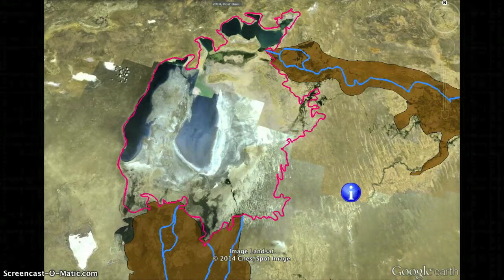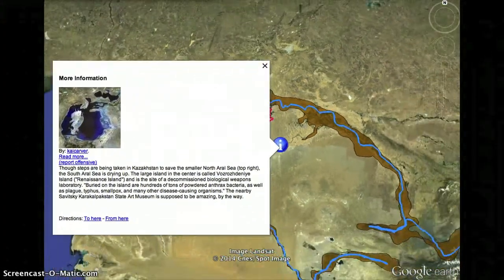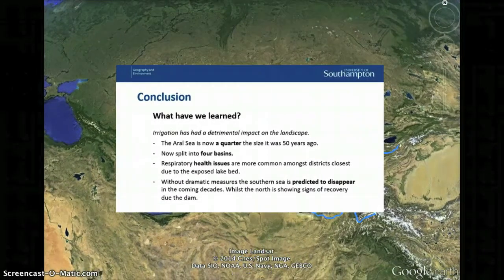More in-depth information can be found on the eye icon that is flashing up on the screen as we speak. To conclude, the sea is now a quarter of the size it was 50 years ago. Without dramatic measures, the southern sea may completely dry up.